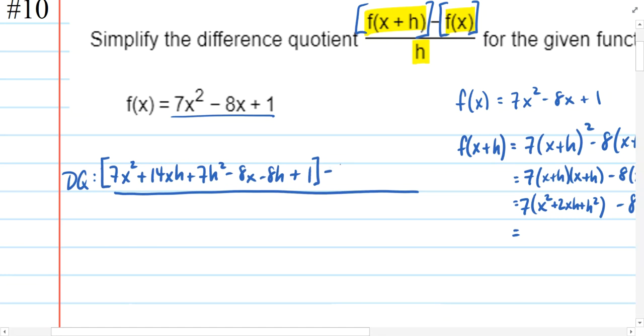From that, we must subtract f of x. Well, here's f of x. So again, I'm cheating with my electronic ink here.